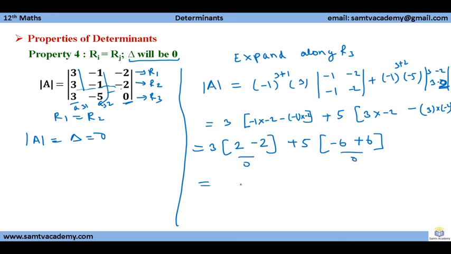So we see that the value of determinant for this is 0. We have seen by expanding it also. So directly you can say that if any 2 rows or any 2 columns are equal, then the value of determinant will be 0. No need to calculate for that.